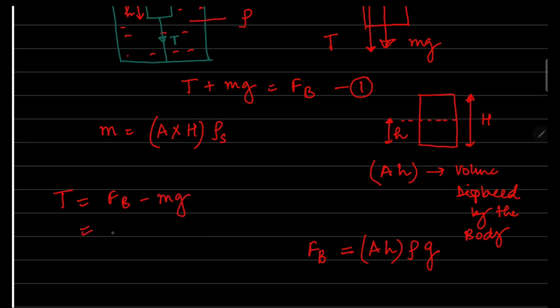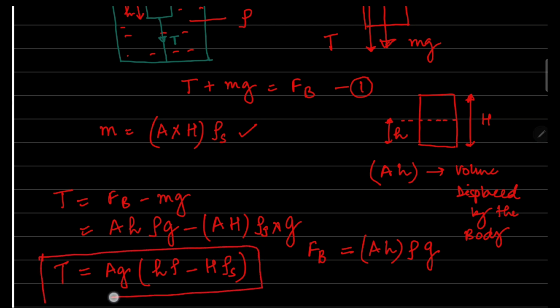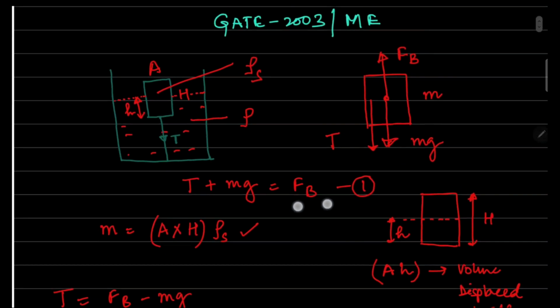So your Fb is A h rho into g, minus m, which is here A H into rho s into g. You can take out only A and g outside, then this will be h into rho minus capital H into rho s. That will be the tension in the string. Now your answer is D.